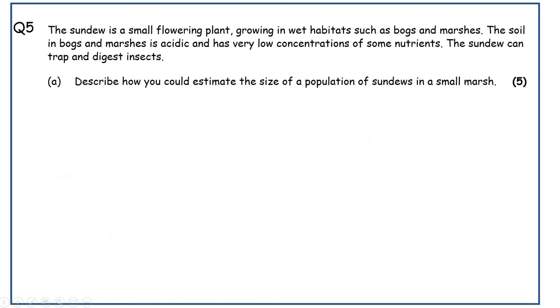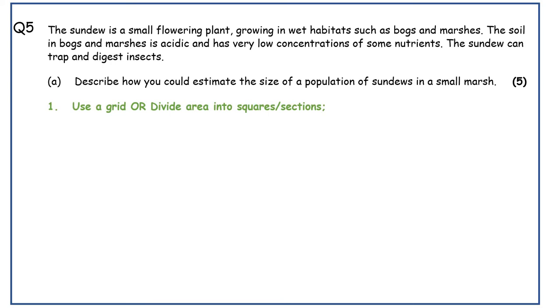The sundew is a small flowering plant growing in wet habitats such as bogs and marshes. The soil in bogs and marshes is acidic and has very low concentrations of some nutrients. The sundew can trap and digest insects. Describe how you would estimate the size of a population of sundews in a small marsh.